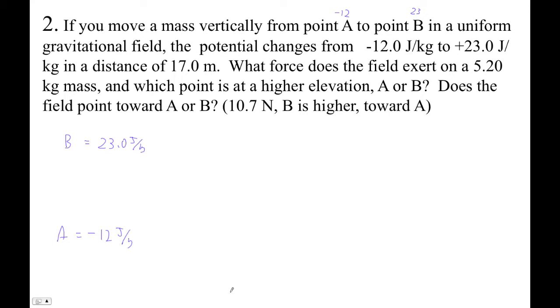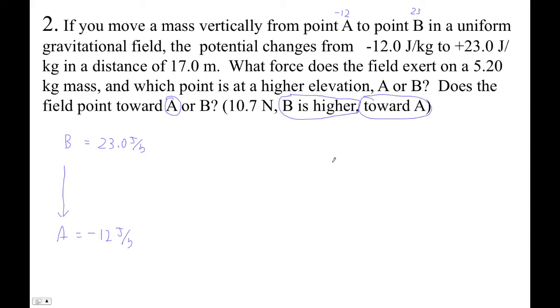So the field points down. Gravitational fields point down. The field points, by the way, from the positive to the negative, right? So the field points toward A. I'm starting randomly here, right? Which point is at a higher elevation? Well, B is at a higher elevation, right? That's just because A's got a more negative potential, B's got a more positive one. It's higher. Okay, the field is toward A.